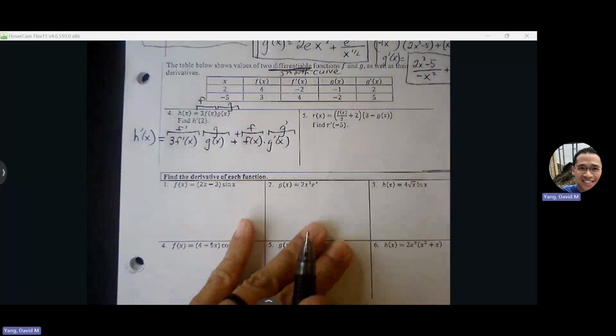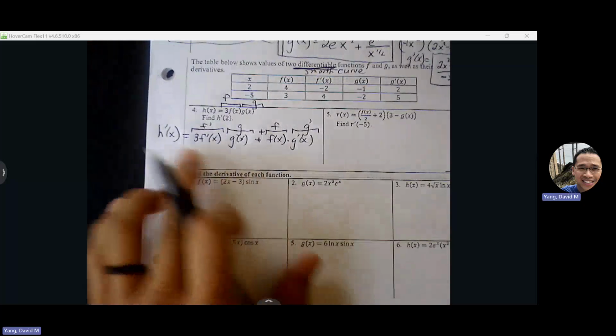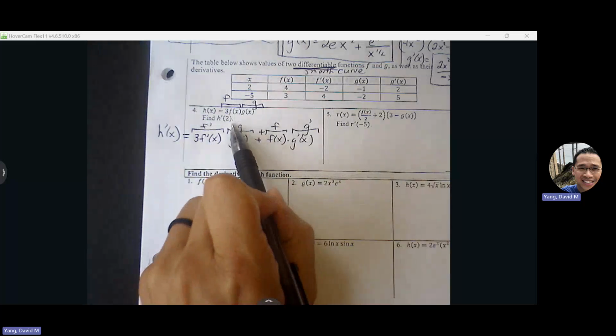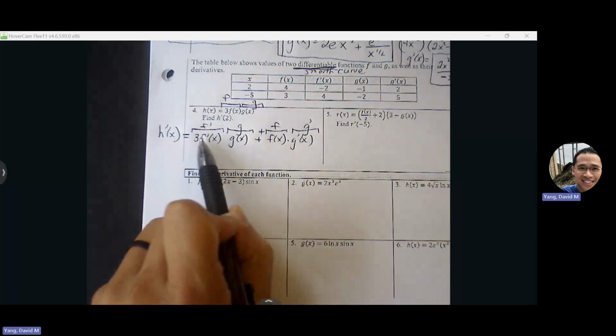So now we have a layout for our derivative function. Now we can find h prime of 2. So our next step, replace every x with 2.